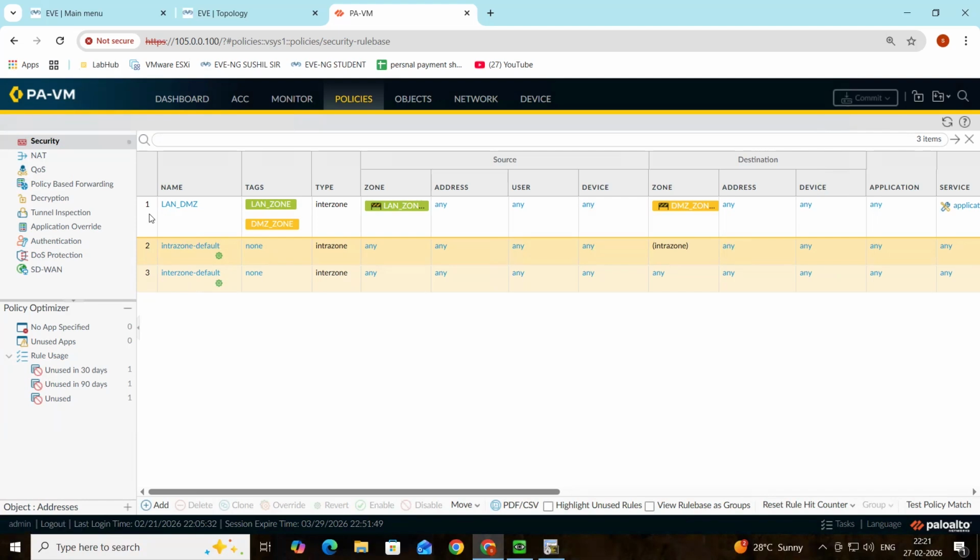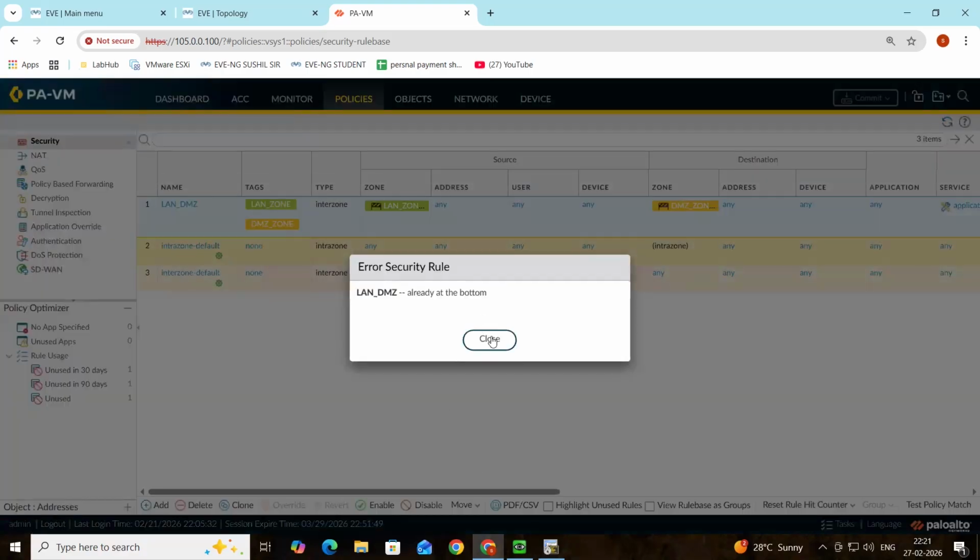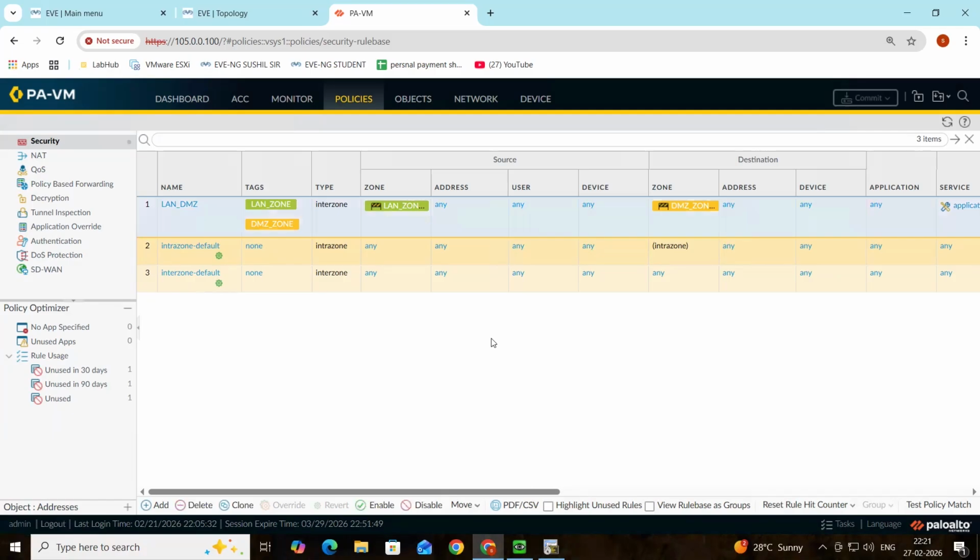Did I create? Can I change this? Can I drag and drop here? No. Can I see here? Move down, move bottom. Can I do this? No. It says you are already at the bottom. It means what? This rule can't be below the implicit rule. अगर मान लो ये implicit रूल के नीचे होता तो क्या होता?